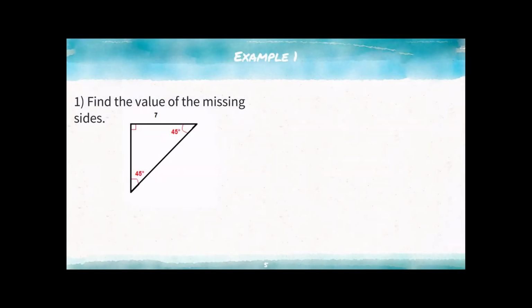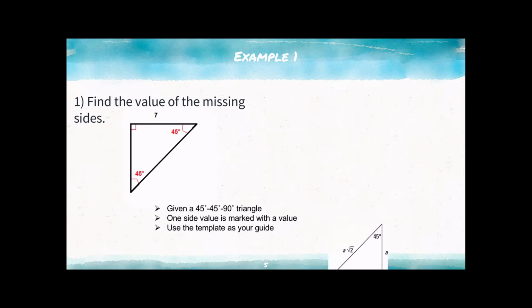Let's do some examples, and we use this relationship we discovered without going back and doing the Pythagorean theorem all over again. First, check that you're given a 45-45-90 triangle. Note that you're also given one side length as a value, 7. Let's use the template to find the two missing sides. Notice I'm not going to use the Pythagorean theorem.